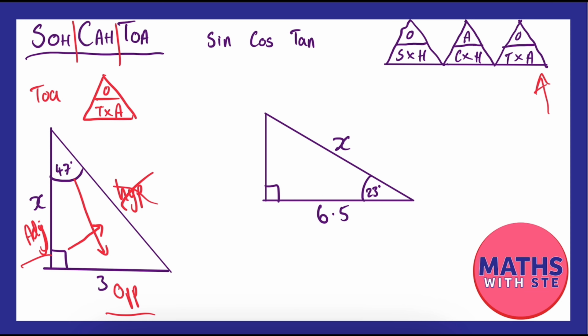So in this one, the adjacent is my x. That's the unknown value. That's the thing that I need to find. So I can cross that out. So it's got to be o over t. Now the opposite is the o, which is 3. So I can say, I'm going to put a for adjacent, equals o, which is 3, over the t. Now what is the t? Now the t is the tan.